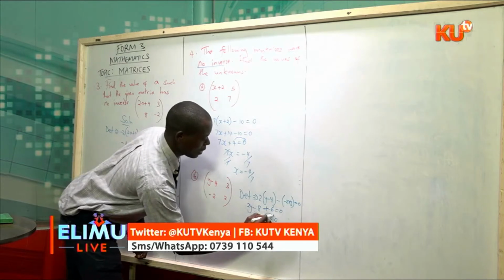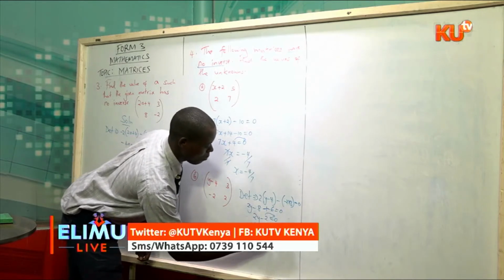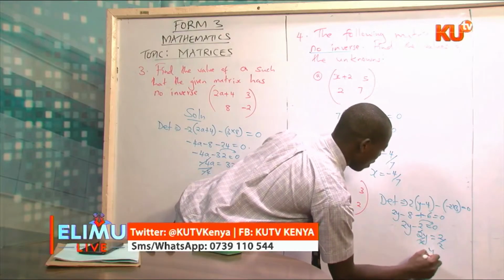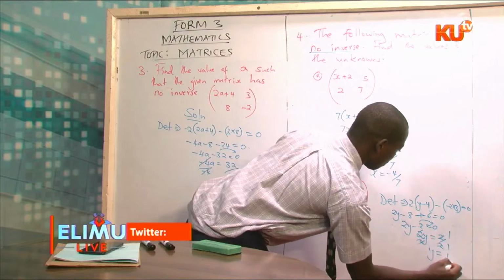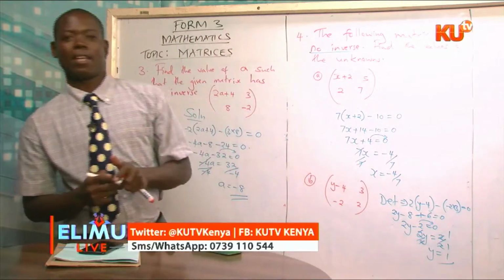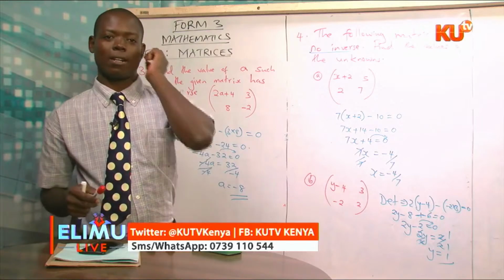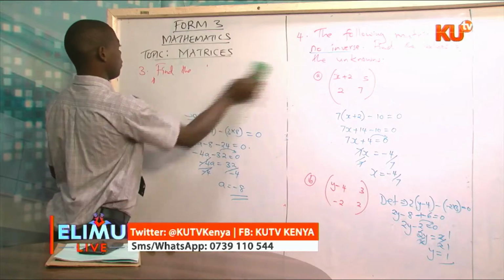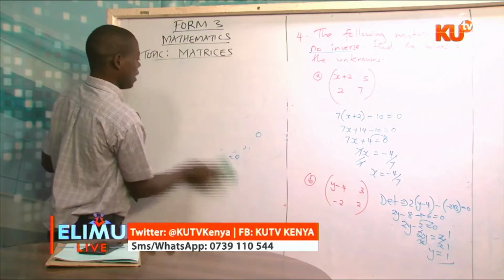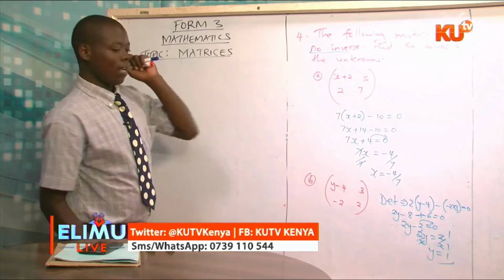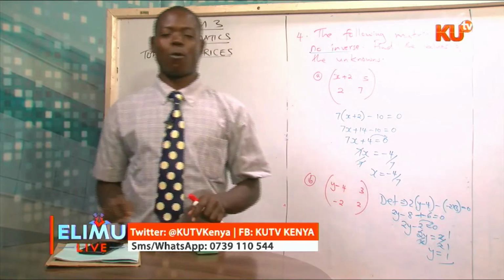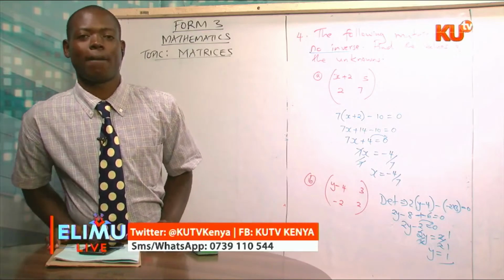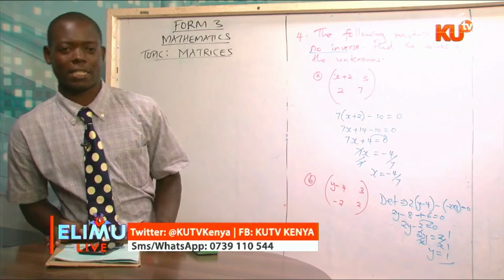Take minus 2 to the right side. 2y will be equal to 2. Then divide by 2, by 2. You get y is equal to 1. So the value of y in that matrix is 1, so that the determinant becomes 0. So that is the case for the inverse of a matrix, where they have mentioned the aspect of no inverse to imply they are singular matrices.